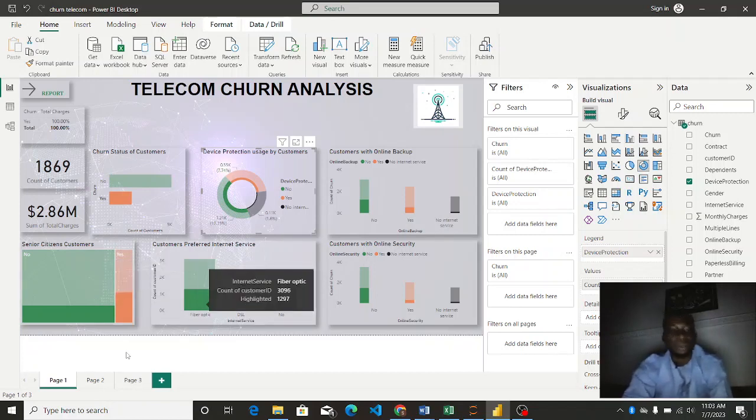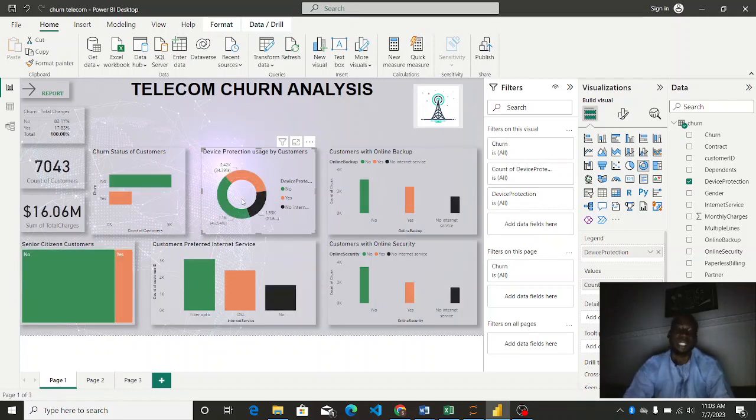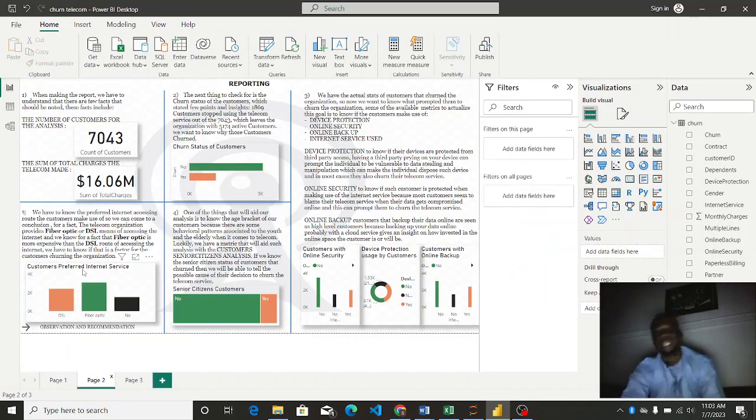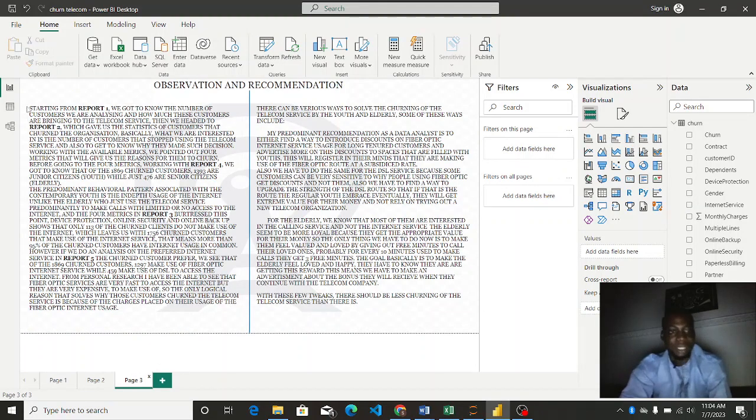So now, since we've gotten the primary reason why the service is being churned, we can now go to my report, which also talks about exactly what I'm just saying now. Everything is just given in a more explanatory way. And then this is my observation, everything that I just explained now. This is my observation over here, and this is my recommendation.